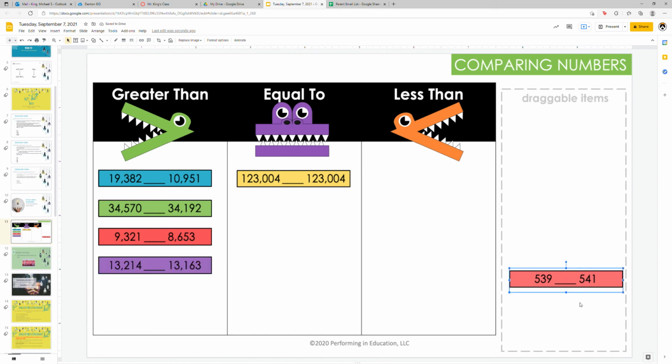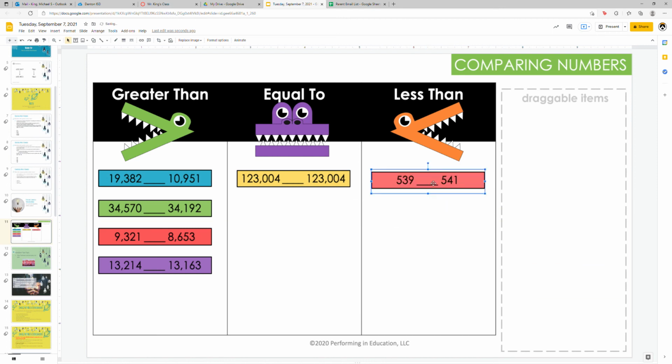And lastly, 539 and 541. They both have a 5 in the hundreds place, so let's check the next place value. In the tens place, this number on the left has a 3. The number on the right has a 4 in the tens place. So this number on the left, 539, is actually less than 541. So it's going to go in the less than column.